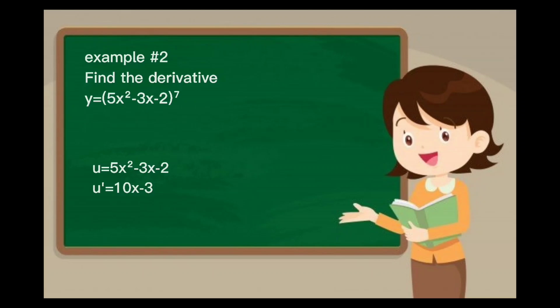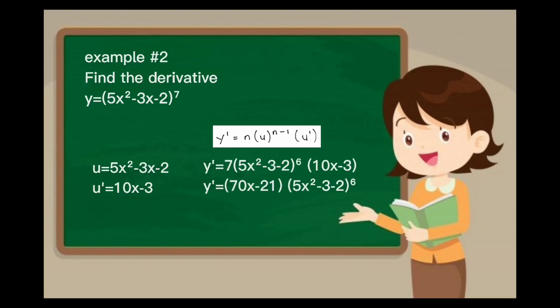Now we already have the values of u and u prime. Let us substitute into our power rule formula, which is y prime equals n times u raised to the power of n minus 1 times u prime. So our y prime is 7, which is our exponent, times u, which is (5x squared minus 3x minus 2), to the power of n minus 1, which is 7 minus 1, and that is 6, times u prime, which is 10x minus 3.